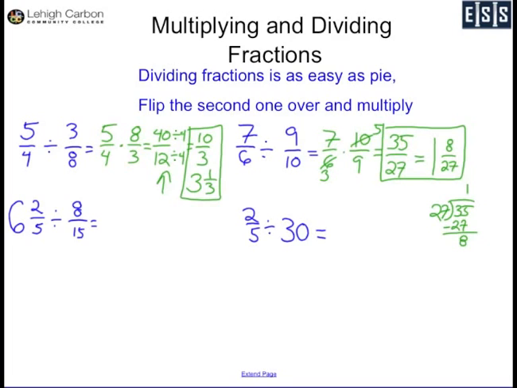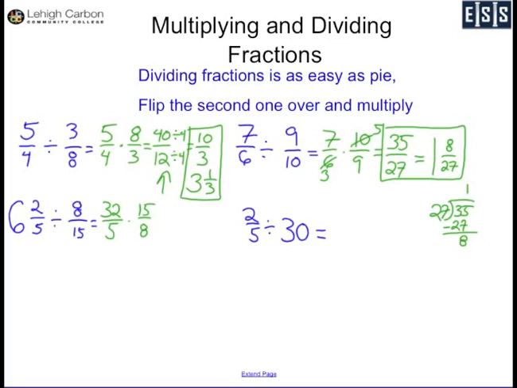Now I have 6 2/5 divided by 8/15. First thing I need to do is make my 6 2/5 into an improper fraction. 6 times 5 is 30, plus 2 makes 32 over 5. And then take my second fraction and flip it over. So that becomes 15 over 8.